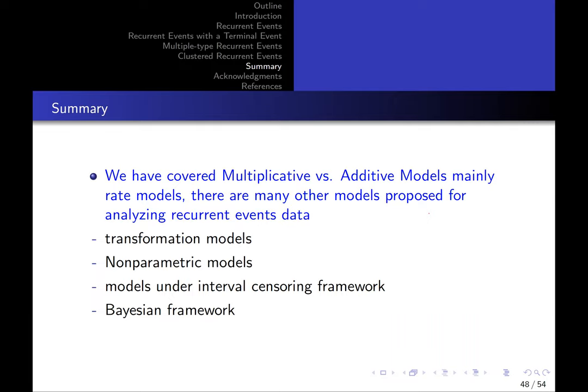But again, I need to mention that this is just the tip of the iceberg. There are other models, like transformation models, non-parametric models, recurrent event models under an interval censoring framework or a Bayesian framework, which I've not even talked about. So there are many models available. According to your research criteria, you should check them out and choose the right model that is appropriate for your research data.